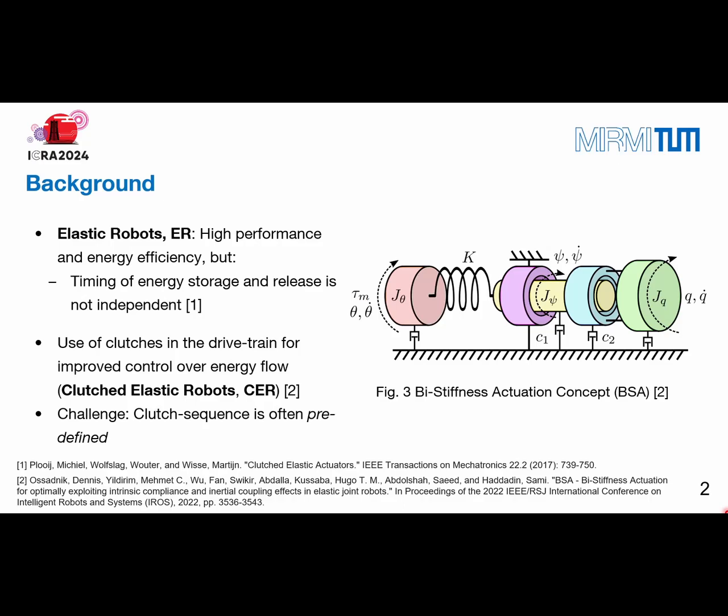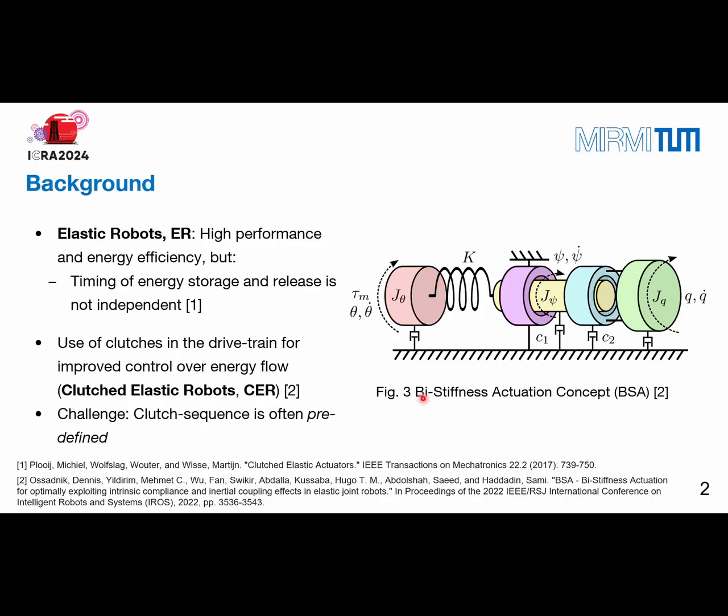Elastic robots, ER, show high performance and energy efficiency, but the timing of energy storage and release is not independent. With the use of clutches, this problem could be partially alleviated, leading to a new class of systems, so-called clutch elastic robots, CER. These robots offer improved control over the energy flow in the actuator. Recently, we also proposed a new clutch-based actuator concept called Bi-Stiffness Actuation, BSA.